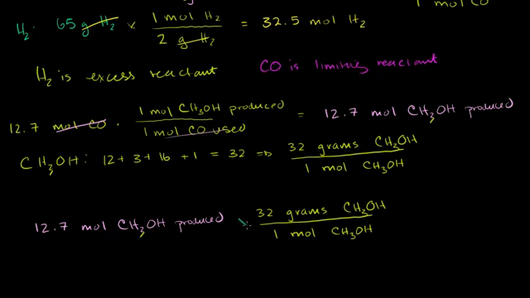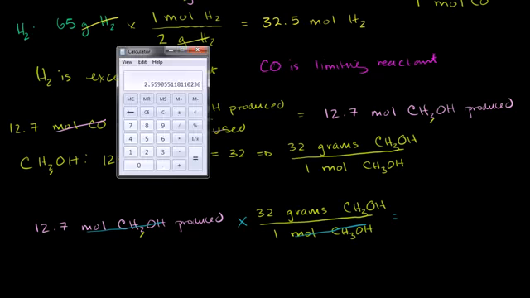Just like that. And then let's multiply these two. We have moles of methanol, moles of methanol, moles of methanol. And we're left with 12.7 times 32 is equal to, so let me use the keyboard again. Let me clear it out. 12.7 times 32, 406.4. I'm kind of adding an extra significant digit there, but let's just go with it.